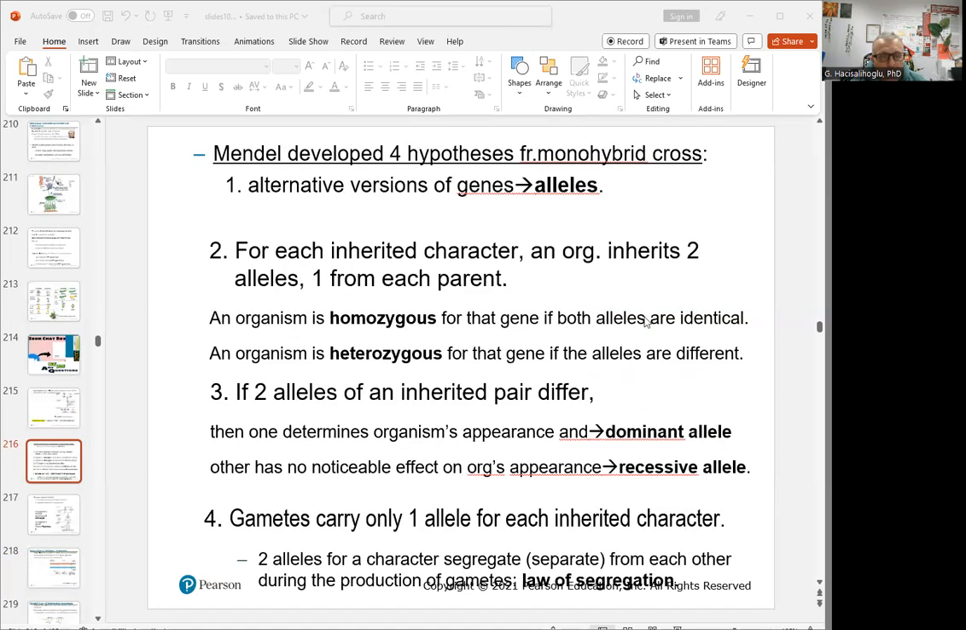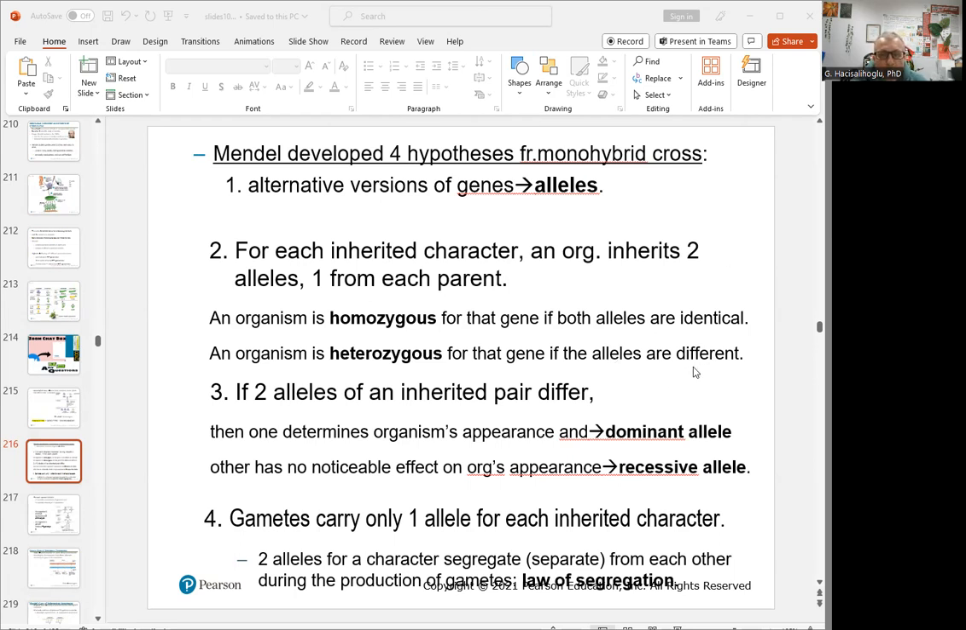There is a vocabulary term called alleles. An allele is an alternative version of a gene. If we're talking about eye color, green eye color, blue eye color, or brown eye color, these are different alleles of the same gene, the eye color gene. There is a term called homozygous, which means the two alleles are the same. Heterozygous means the two alleles are different. Heterozygous is sometimes also called carrier, like in human genetics.